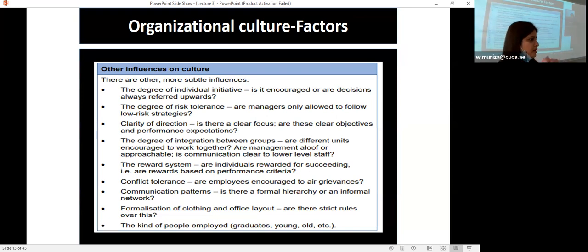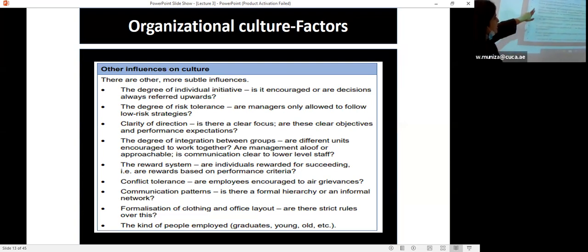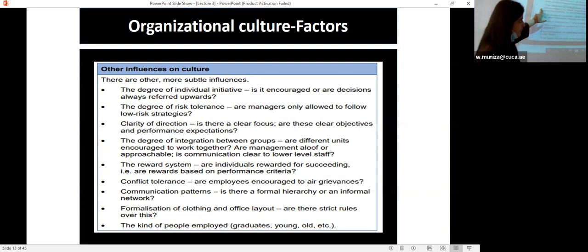Or on the other hand, only the role is being given to them, the task is being given to them, and they are given liberty to follow any rule and regulation to practice that particular task. So this is also going to make the culture of the organization. The degree of integration between groups. Are different units encouraged to work together? Is management aloof or approachable? Is communication clear to lower level staff?